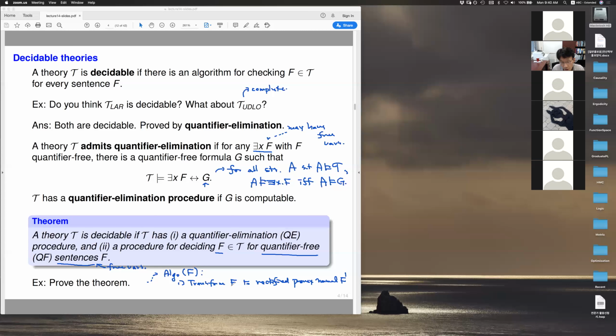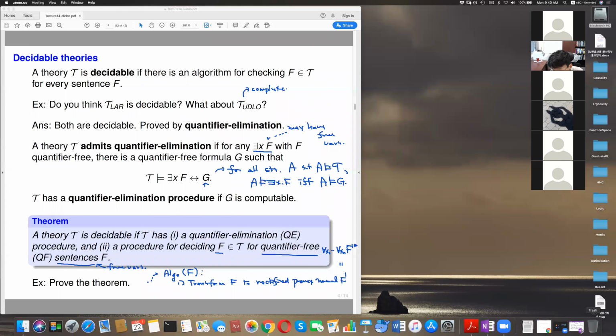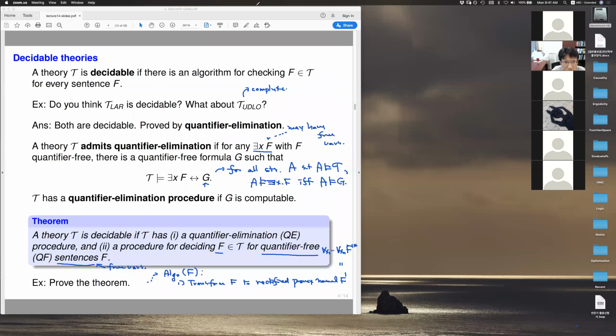So then we know that this f and f prime are equivalent. Logically, they mean exactly the same thing. And now this f prime is in rectified prenex normal form, which means that it has the form for all x1 up to xn, and then it has this matrix f prime star.